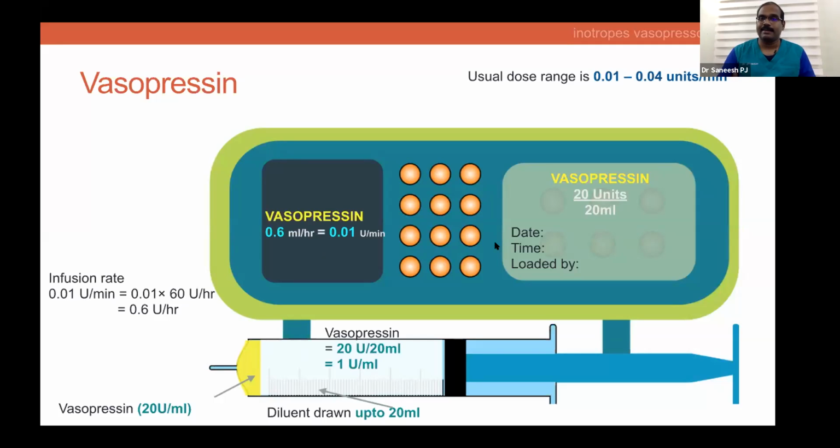So when you are titrating vasopressin, you start with 0.6 ml per hour, then you jump to 1.2, 1.8, 2.4, like that, so that you will get 0.01 to 0.04 units per minute. The biggest advantage of vasopressin is sparing of catecholamine drugs.